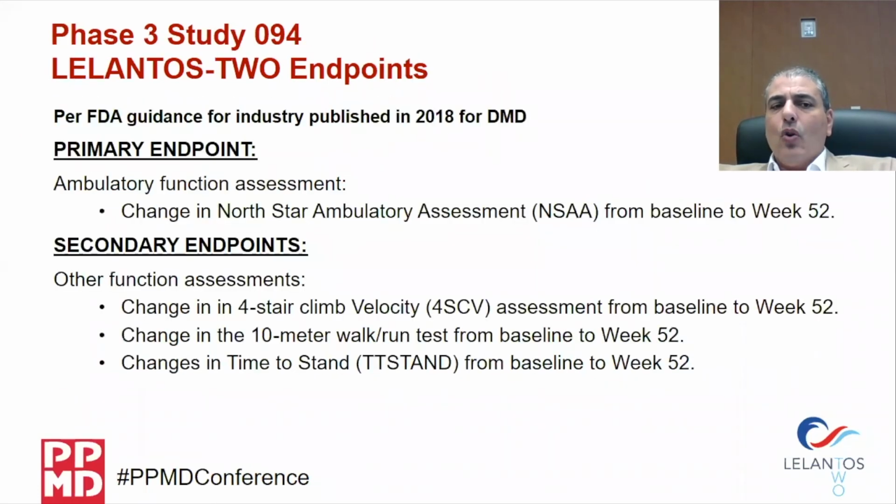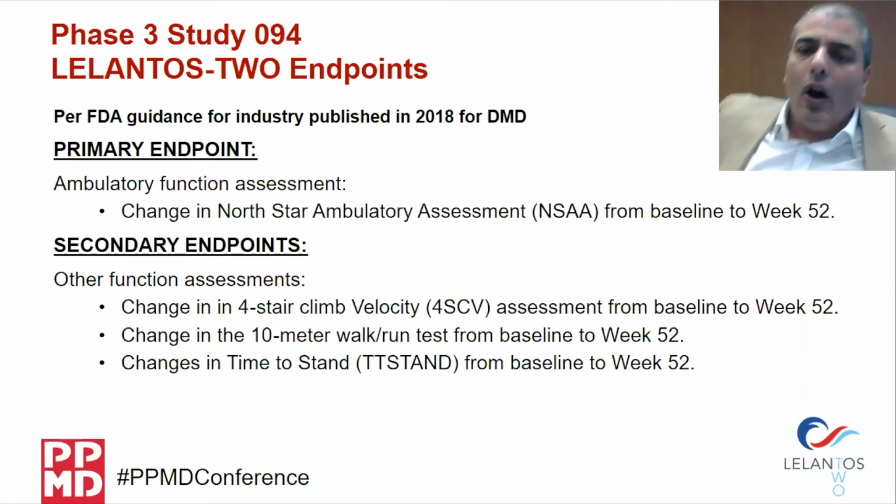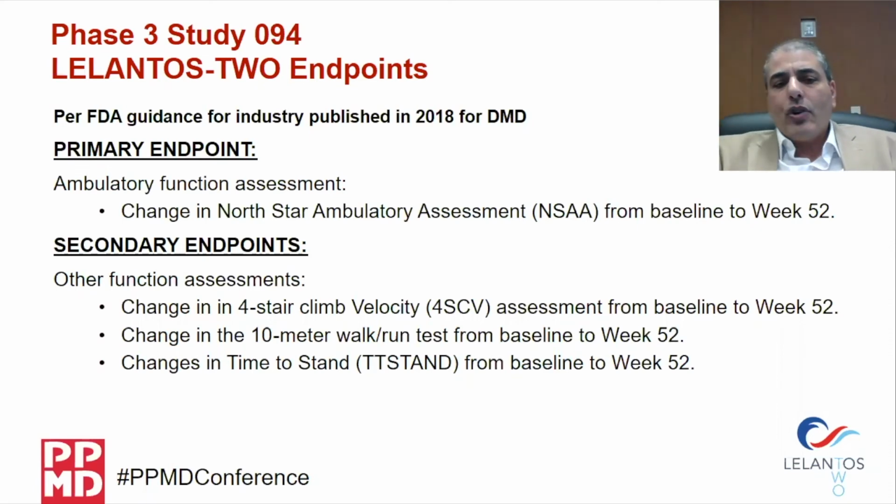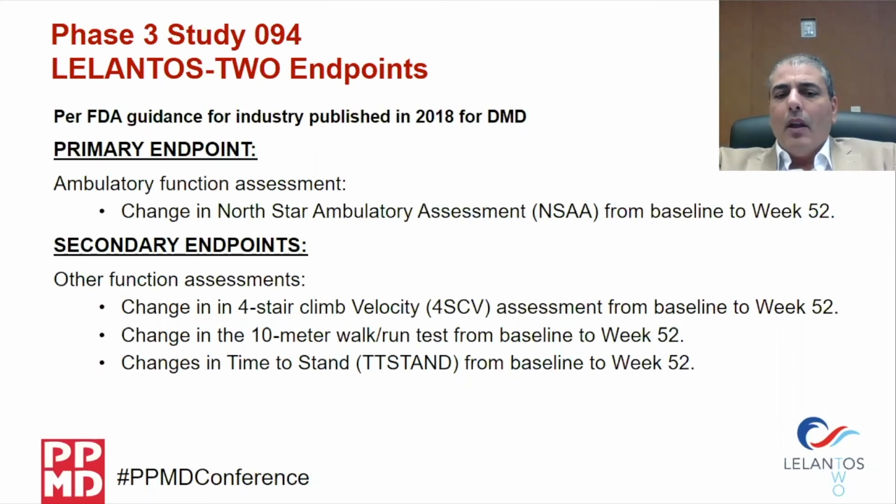All right. Per the FDA guidelines published in 2018 for DMD, the primary endpoint we are targeting is the change in North Star Ambulatory Assessment from baseline to week 52. Also, for other function assessments, we're going to look at the 4-stair climb velocity assessment from baseline to week 52, the 10-meter walk/run test change from baseline to week 52, and time to stand, change from baseline to week 52.